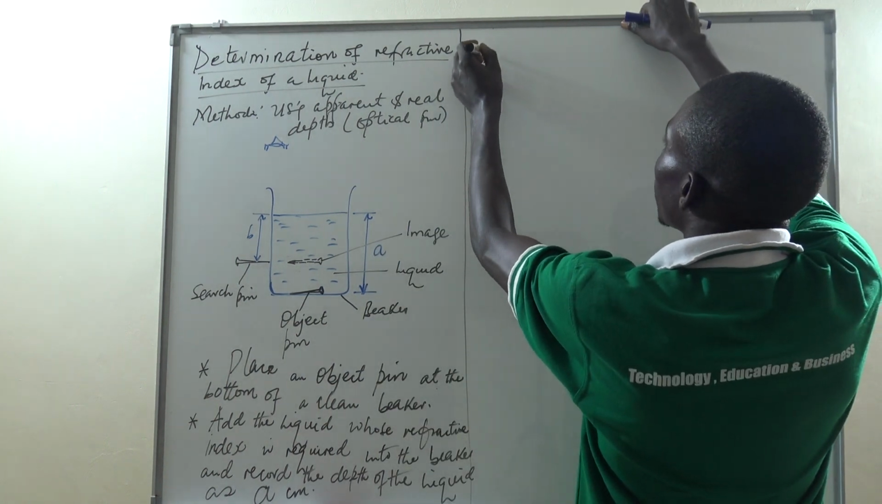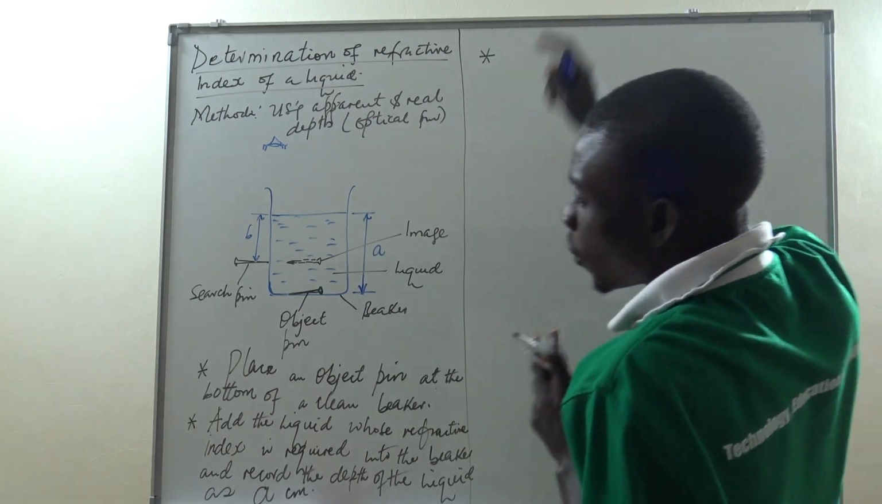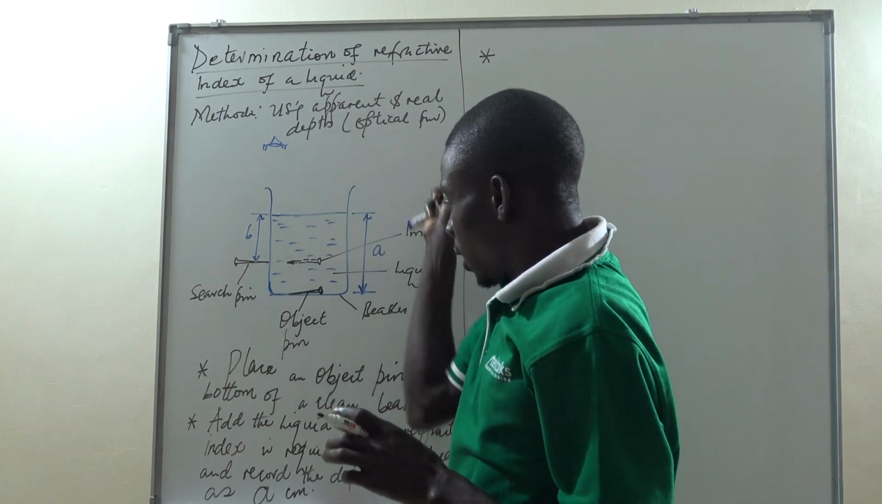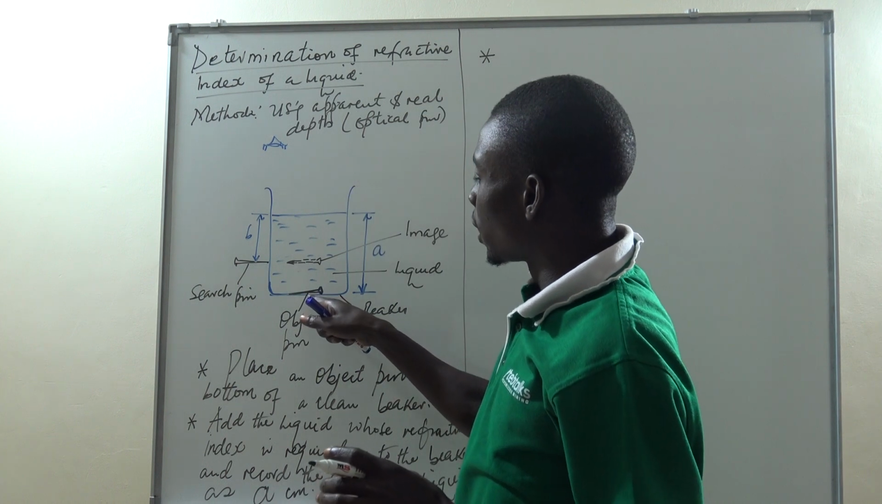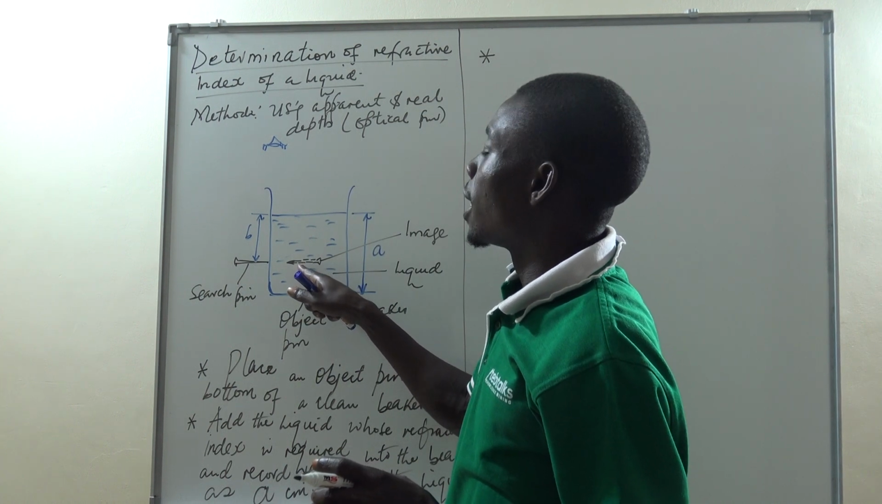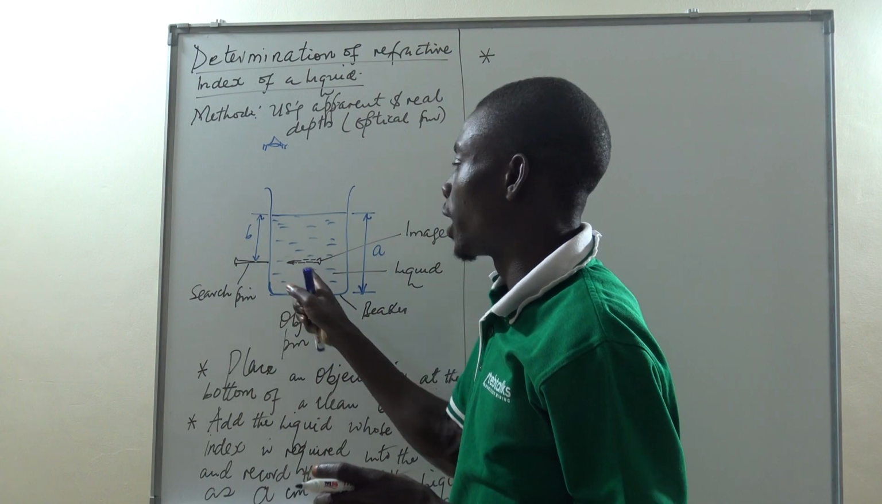And then after doing that, you now know that the moment the liquid is added here, this pin will be seen raised up. Okay? Now we move a search pin outside to locate the position of the image.